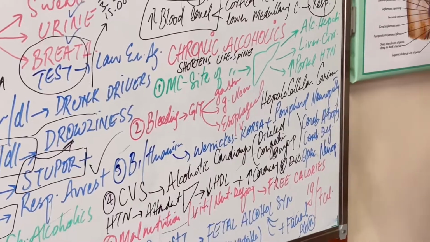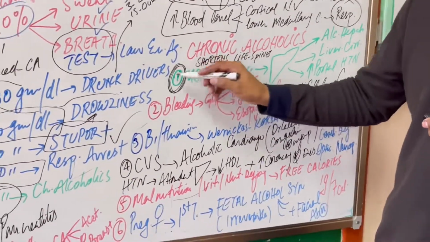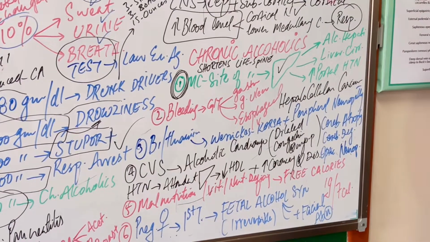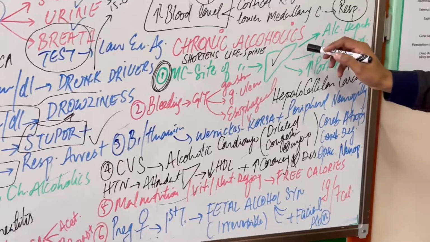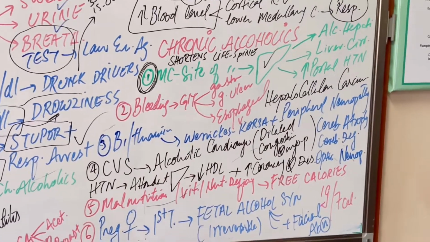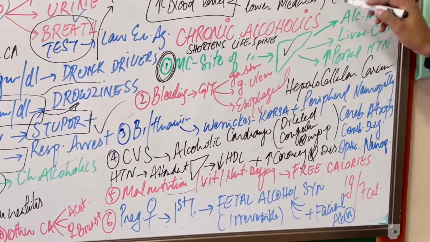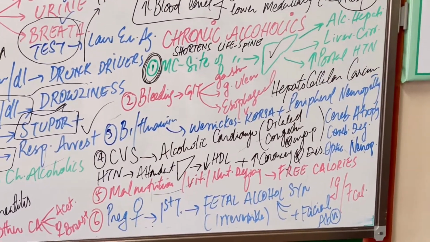Now come to chronic alcoholism. First of all, the most common site of chronic alcohol injury is the liver. What happens? In chronic alcoholics, there is alcoholic hepatitis, there is liver cirrhosis, increased portal hypertension, and due to these three factors, there is increased chance of hepatocellular carcinoma.